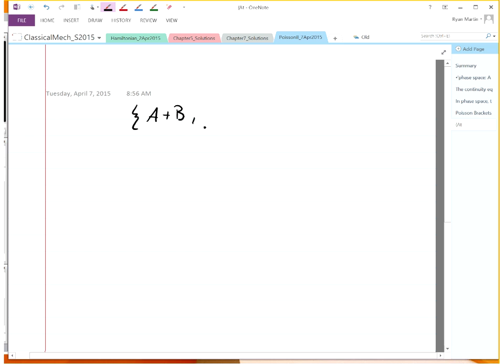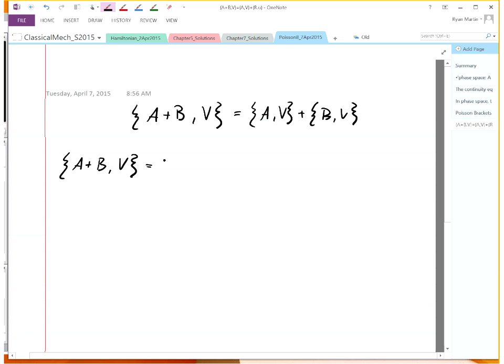Another one is, for example, if I do the Poisson bracket of A plus B with V, then it's the sum of the Poisson brackets of A and V plus the Poisson bracket of B and V. Let's prove that one.